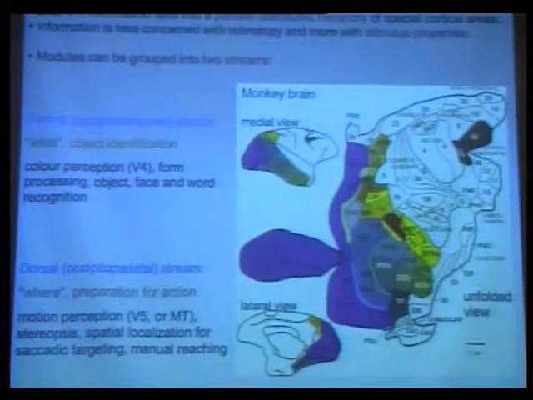The dorsal stream is different. This is the occipital-parietal stream, illustrated over here by these yellow areas. This is the where stream, preparation for action. If you have a lesion here, you're going to affect processes like motion perception, stereopsis, and spatial localization, which is important if you're trying to figure out where to move your eyes or how to grab something. That's a very different sort of defect than you see here, and they're going to give rise to very different symptoms. But if you're paying attention to what the patient's saying, you will be able to figure out where the problems are coming from.